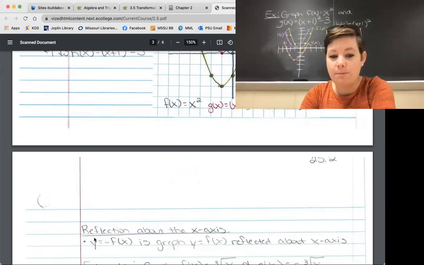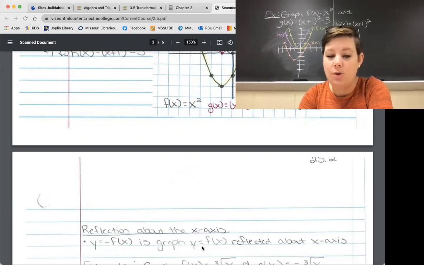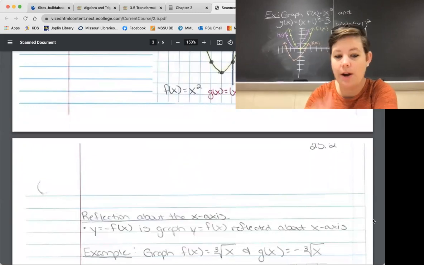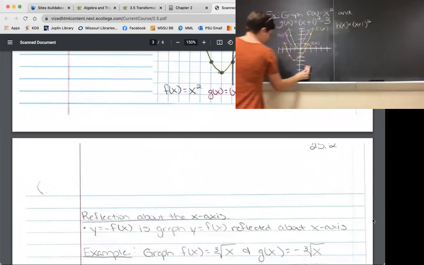In general form, what we say is y equals negative f of x, so we have the negative function, is the graph of y equals the regular function reflected about the x-axis. So if the functions are the same, but if you just stuck a negative outside of it, then you have a reflection about the x-axis. And so I have a specific one that will work.